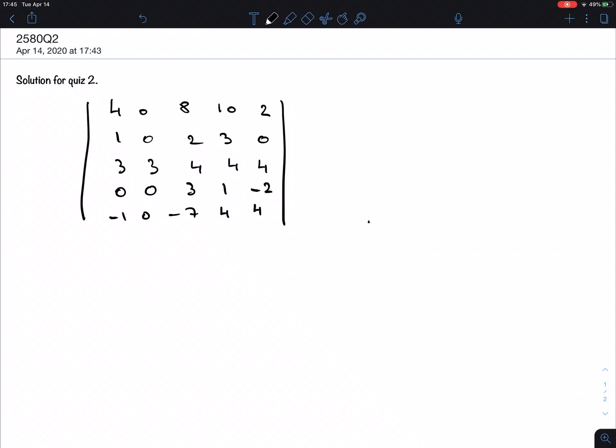Okay, so I'm going to give you one possible solution for the quiz from Tuesday. Some of you preferred to do row operations until you had an echelon form, and then you just took the diagonal elements, which is of course fine. But if you do it that way, it's harder. It involves more fractions and so on.